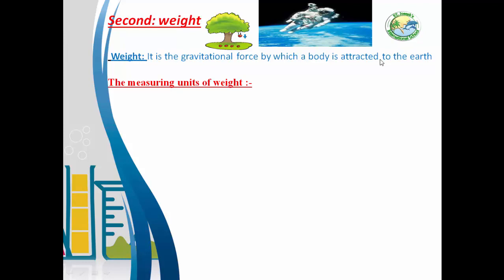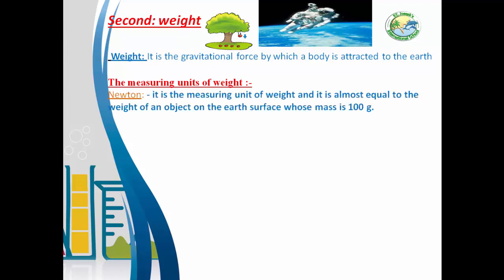What is the measuring unit of weight? The measuring unit of weight is the Newton, named after the scientist Isaac Newton, who discovered gravity. The Newton is almost equal to the weight of an object on Earth whose mass is 100 grams.